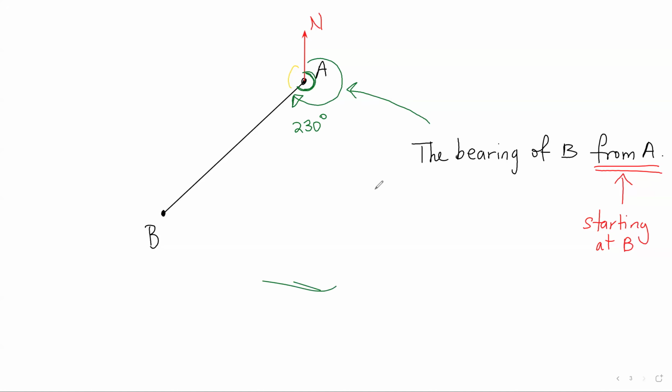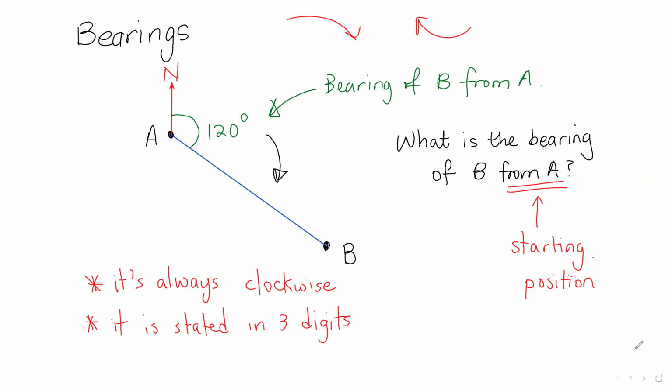All right, and those are some really important things about bearings. We will start to see it in action when we do questions. But for now, what I want you to be mindful of with bearings is, one, that it is always clockwise. Two, it is stated in three digits. Something else, the other important thing is being able to identify your starting position. Whatever is after 'from' is the starting position. That is where your north line goes.